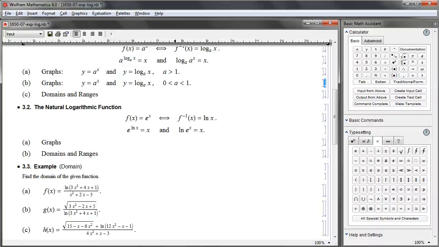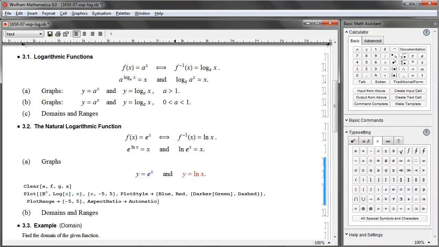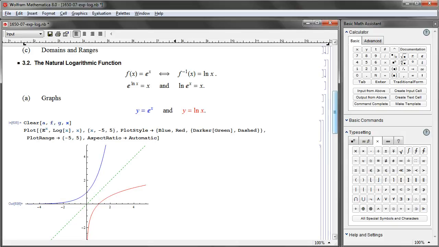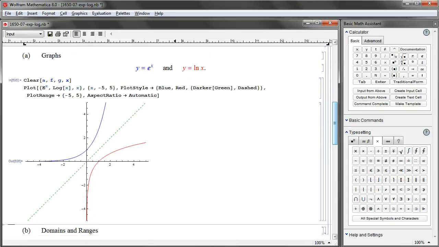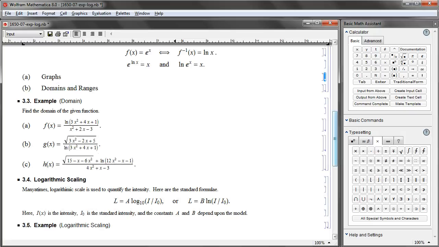The special case that is particularly interesting is when a value is the mysterious transcendental irrational number e, which is approximately 2.718 something, which has graphs kind of like this one. And in this case, we define the exponential and logarithmic functions as the natural exponential and the natural logarithmic functions.